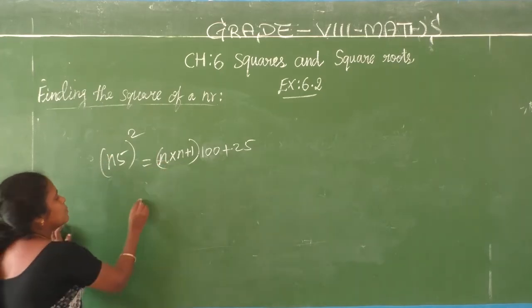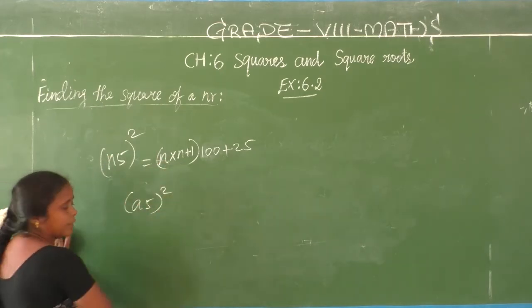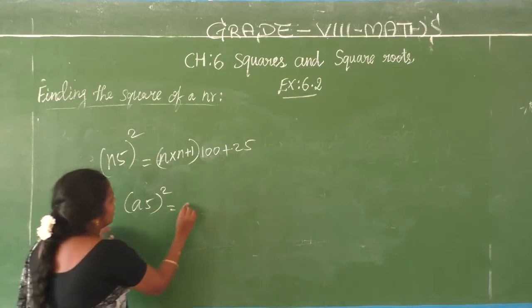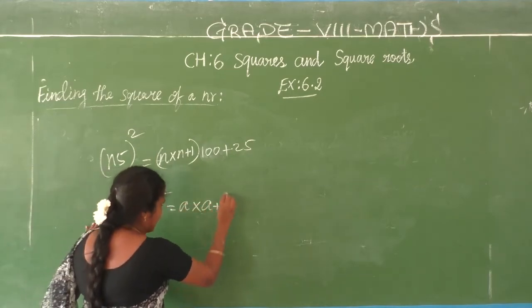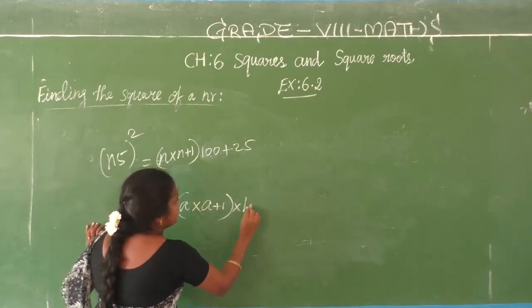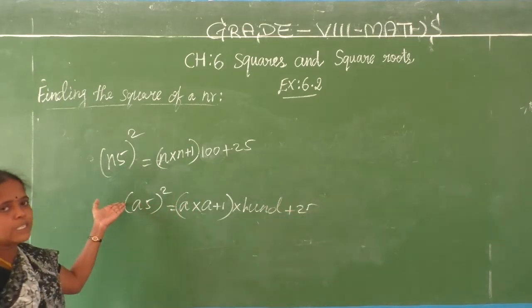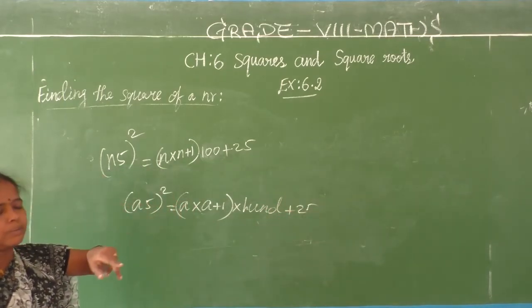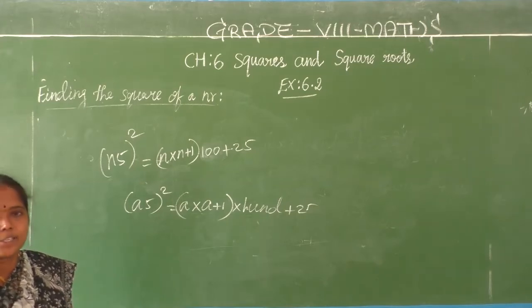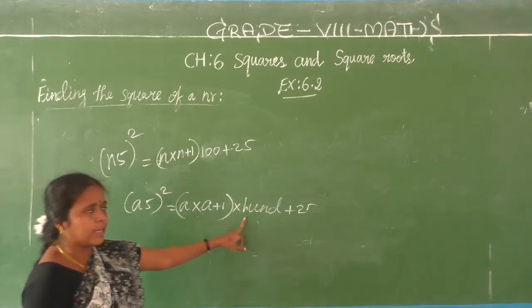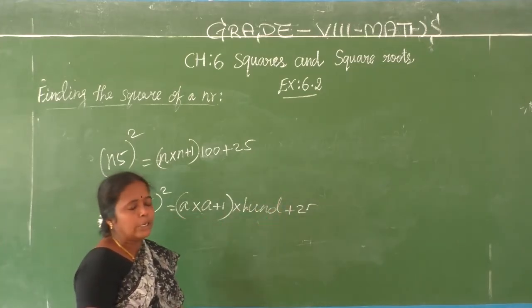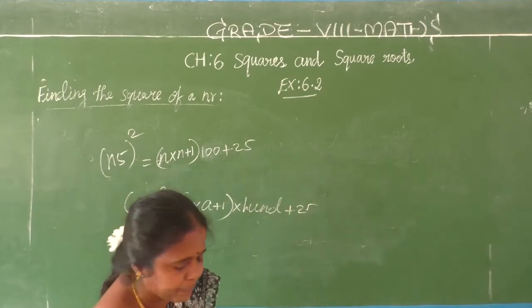So suppose n5, the whole square. What comes? n into n plus 1, into 100, plus 25. That's all. That is, take the number and multiply it by its successor, and then multiply by 100 and add 25. Clear?